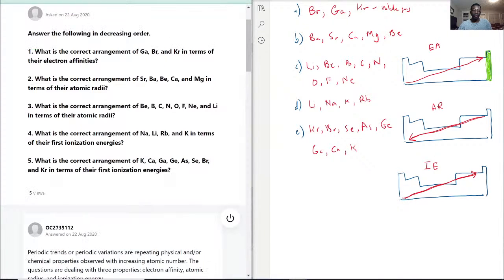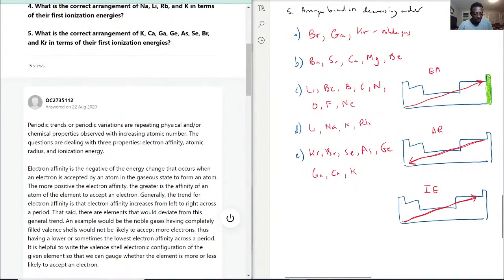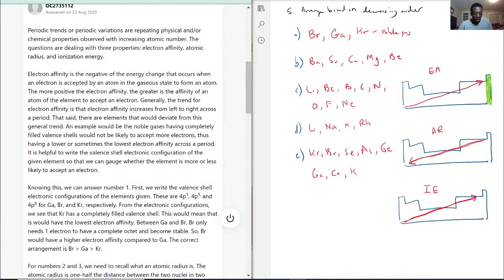So just check it. It was quite an extensive question. The first part definitely threw me for a loop. Let's see how we did. Knowing that we can answer number 1, we have bromine, gallium, krypton. Perfect. The reason is that krypton has a full valence shell, so it has no reason to have an affinity to electrons, because it's like, I don't need any more electrons. So we disregard the noble gas there. That'll automatically be our weakest one, so that's why it's at the end, just like the answer.